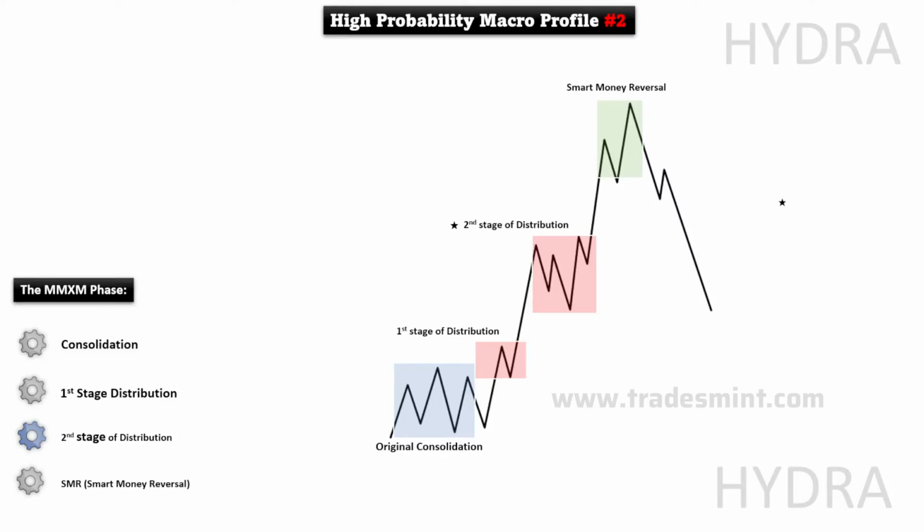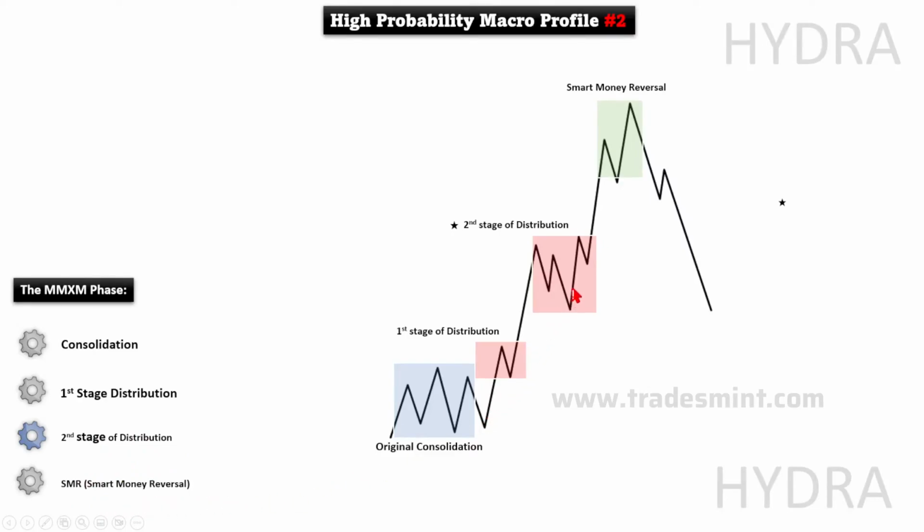Clear your mind, just focus here. Okay, just stop thinking about what you look at on the chart every single day. It's not going to be the same as what you were seeing, it's going to be different, but easy to understand once you clear your mind. So are we good? We have 4 phases in a market maker buy and sell model: consolidation, first stage of distribution, second stage of distribution, and then the SMR zone, smart money reversal.